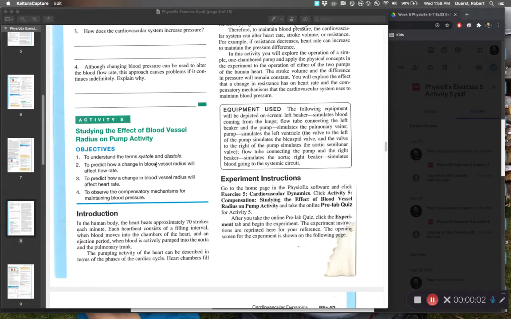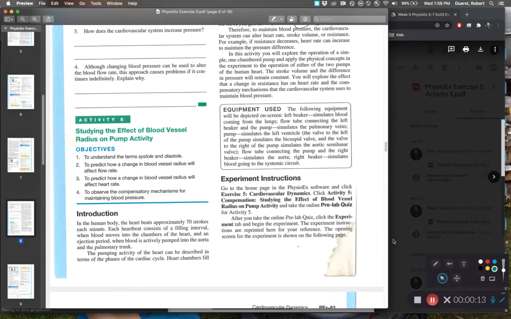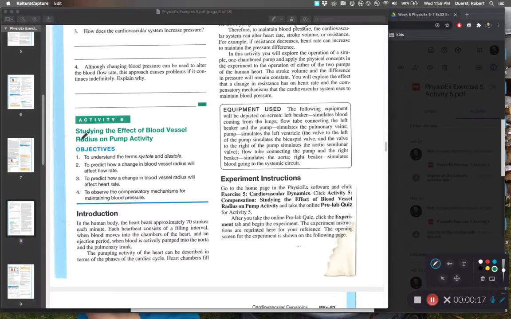Hi class, in this recording we're going to be focusing on PhysioEx exercise number 5, activity 5. In activity 5 we will be looking at the effect of radius on pump activity. So as we change the radius of our blood vessels, how will that influence the activity of our pump, or in this case the activity of our heart?